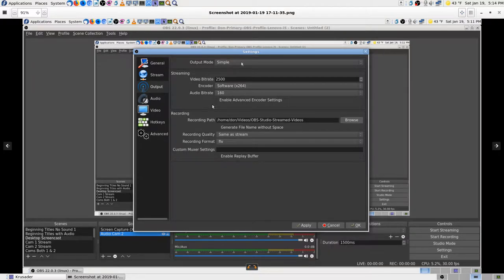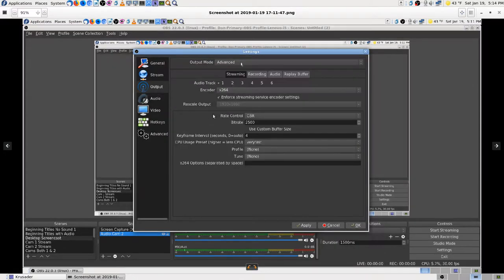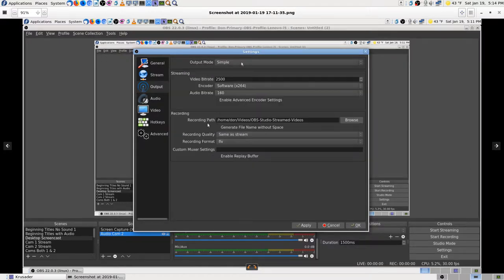I don't think it recently went from simple to advanced. I remember seeing the encoder and all that stuff in there, and I kind of remember seeing that CBR, thinking, I couldn't remember. There's three or four different ones, you know, of the rate control.